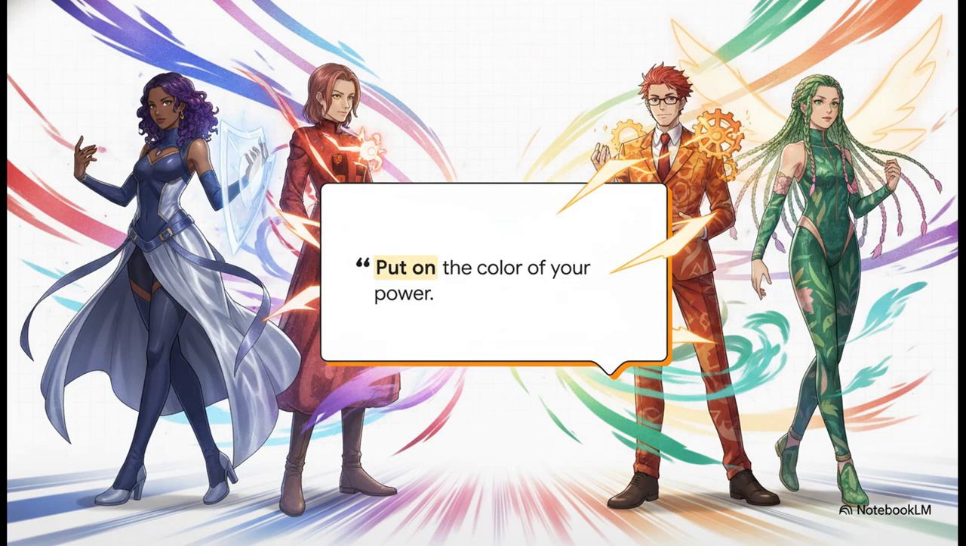Put on the color of your power. This beautiful quote truly summarizes the core philosophy of this whole explainer. Wearing the colors of your power type and your desire, it isn't just about fashion. It's really about setting a psychological intention for the day. When you put on the color of your power, you're consciously anchoring yourself to your greatest strengths. You're letting the outside world know exactly who they're dealing with. And for sure, it builds immense self-confidence.